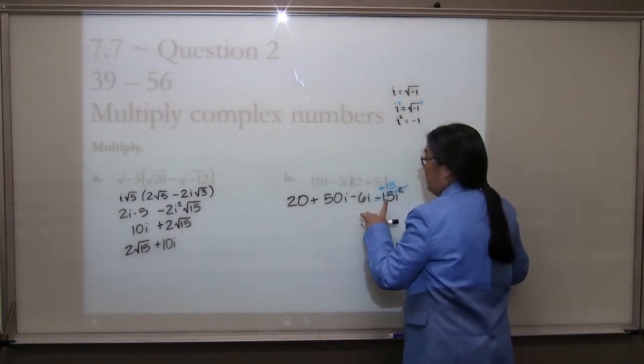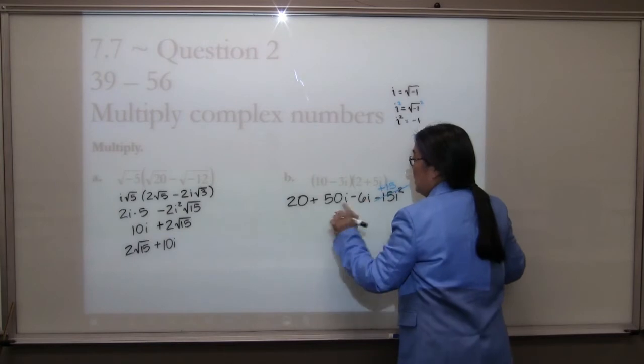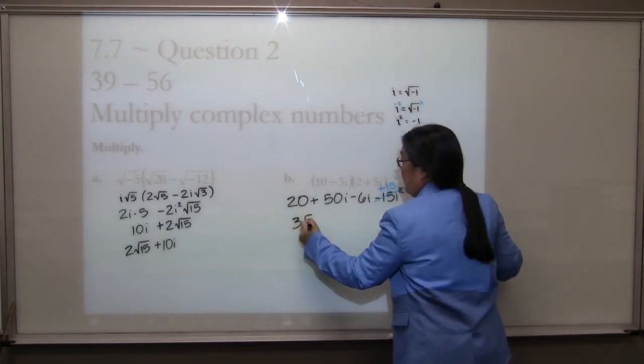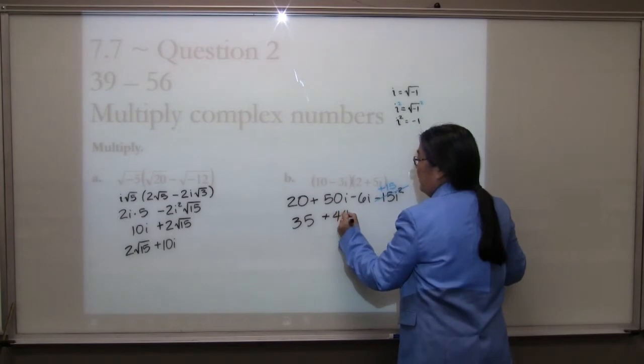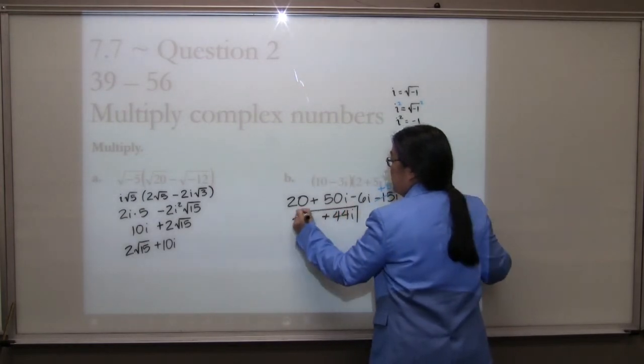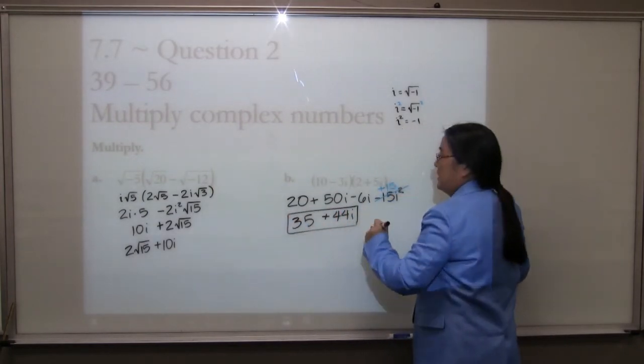So here, we're going to combine it. Remember, the nice numbers are going first. That's going to give us 35. And then the i thingies come second, plus 44i. A plus bi form, looking good.